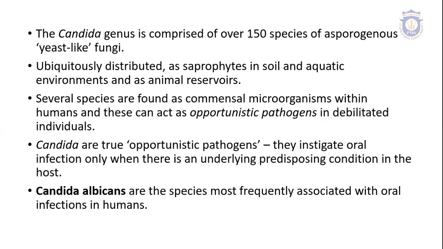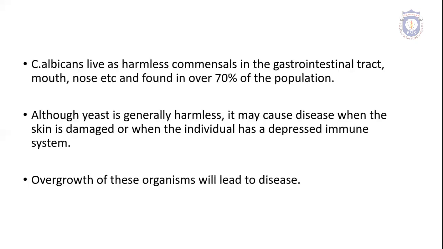The Candida genus is comprised of over 150 species of yeast-like fungi. They are ubiquitously distributed as saprophytes in soil and aquatic environments and as animal reservoirs. Several species are found as commensal microorganisms within humans, and these can act as opportunistic pathogens in debilitated individuals. Candida are called true opportunistic pathogens as they instigate oral infection only when there is an underlying predisposing condition in the host. Candida albicans is the species most frequently associated with oral infections in humans.